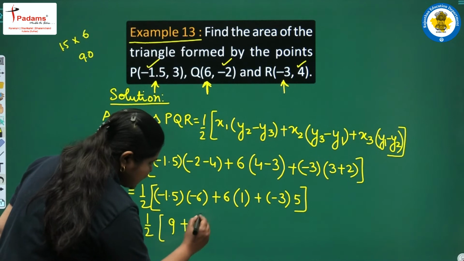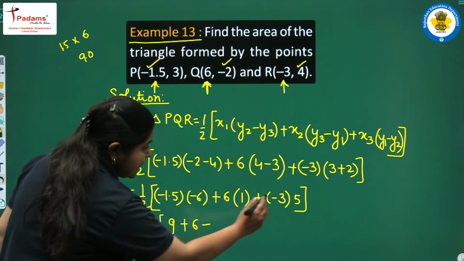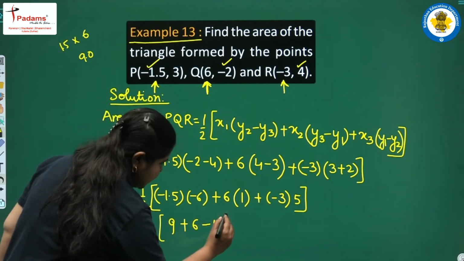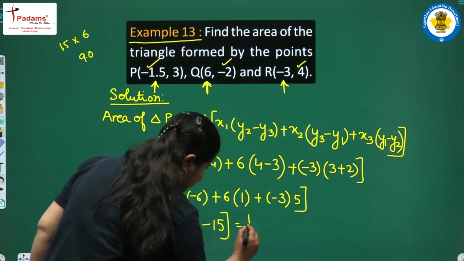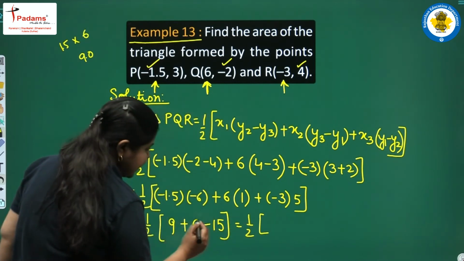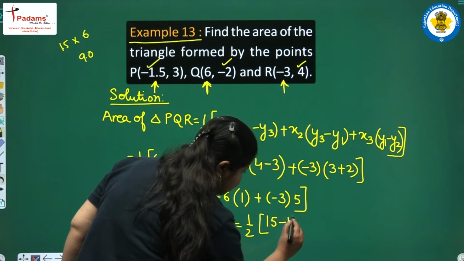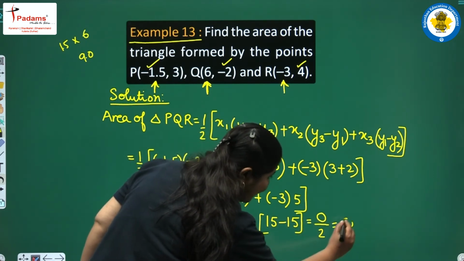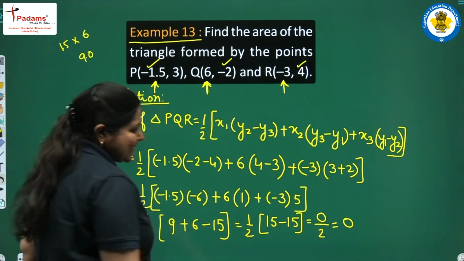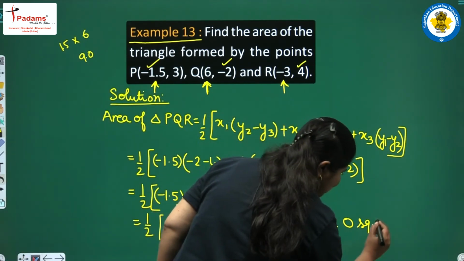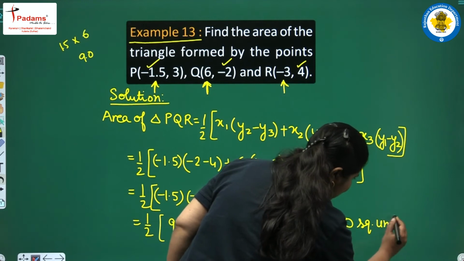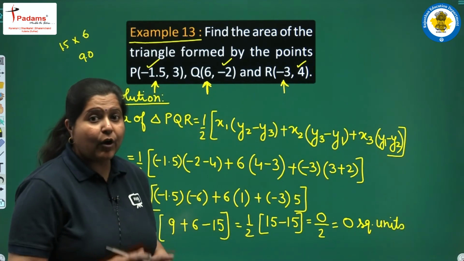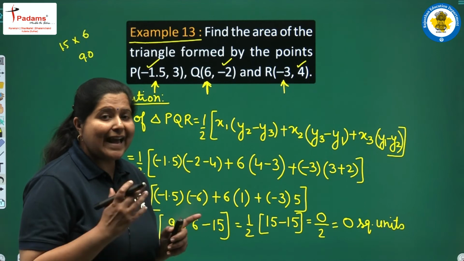Then here 6 1s are 6 and here -3 5s are 15. This will be equal to half. Then 9 plus 6 is 15 and again -15. This is turning out to be equal to 0 and here we are getting the area to be 0 square units. And just now we discussed what is the meaning of getting the area of a triangle as 0 square units.